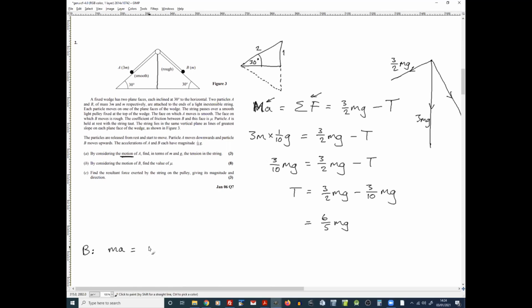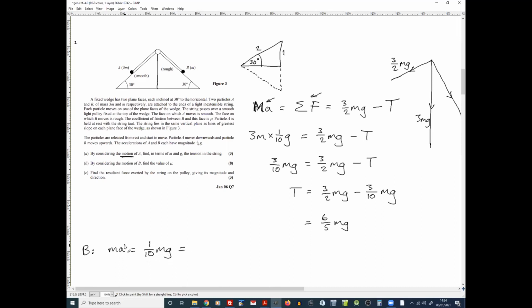Do we? I don't think we do know the acceleration. Wait, surely we must do. We do: 1 over 10 g. So ma equals? The mass of B is m. So 1 over 10 equals mg, a tenth mg.